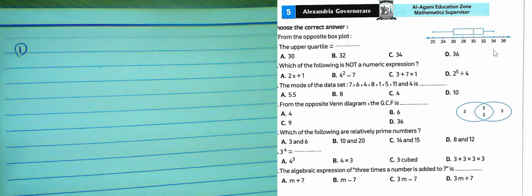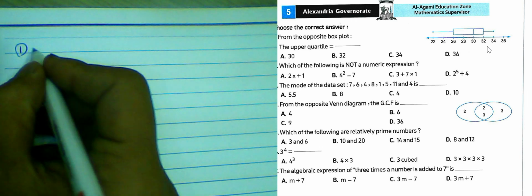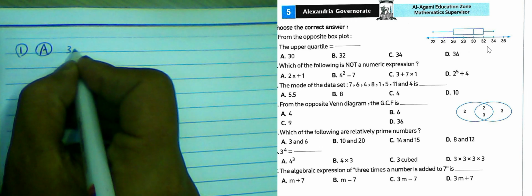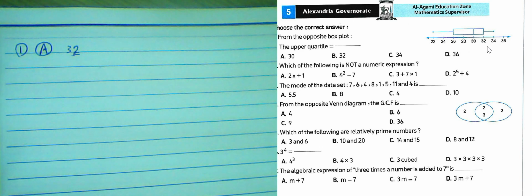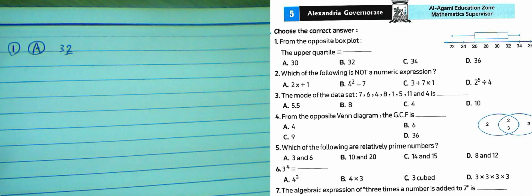The upper quartile here, it will be 32. We have minimum 22 and the maximum value 34, and the median 30. We have lower quartile 26 and the upper quartile 32. Then the upper quartile in this example will be 32. Okay, choose letter A about question number 1. The result will be 32. It's upper quartile.